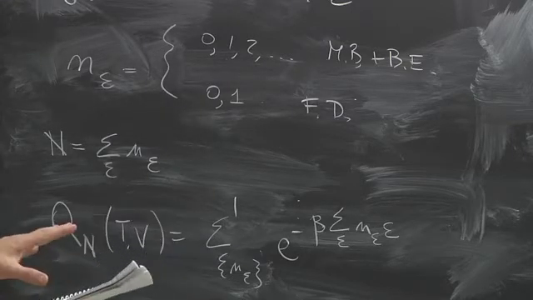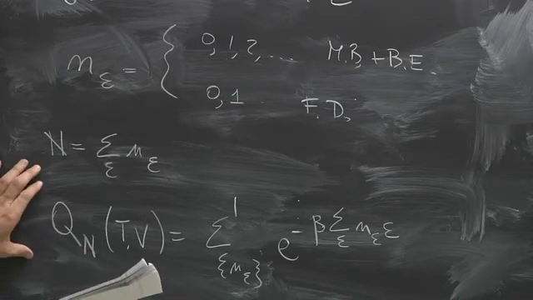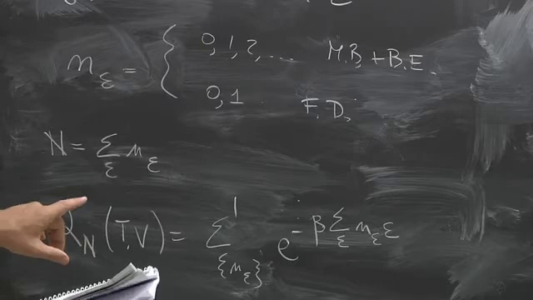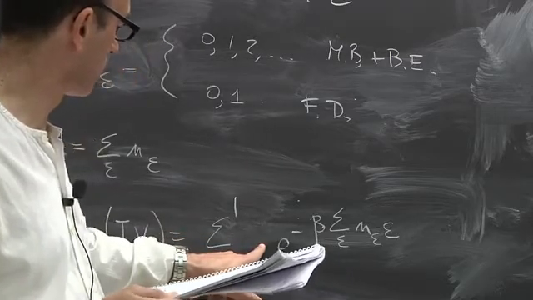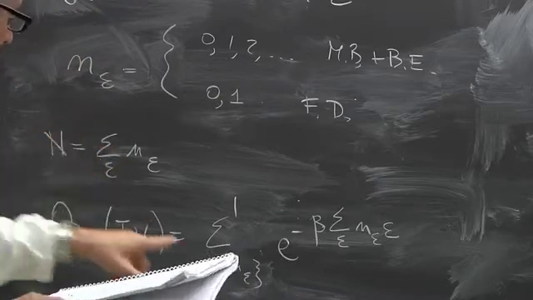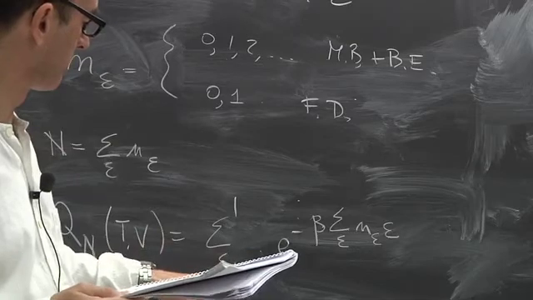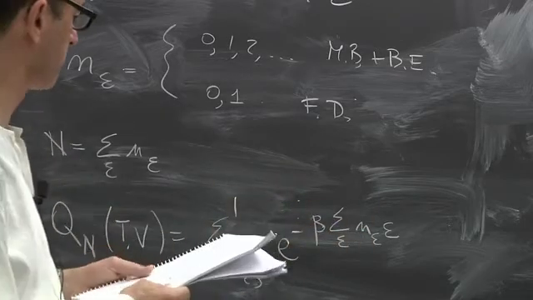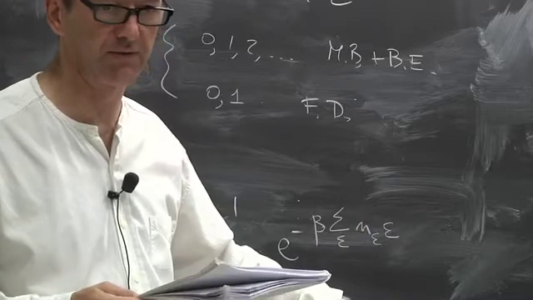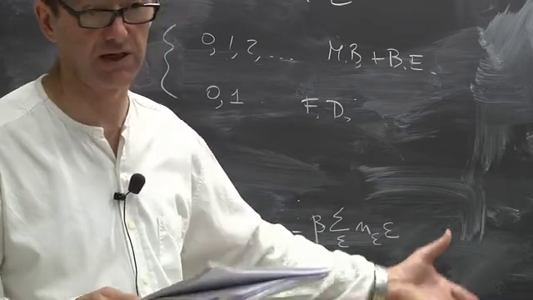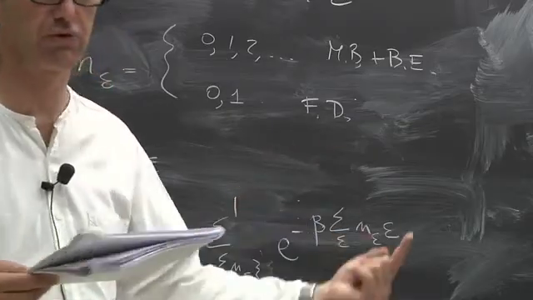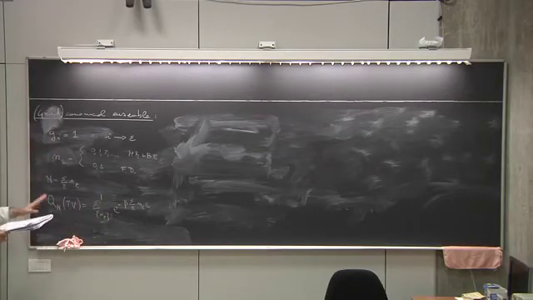If I want to compute this in the case of classical statistics, I should also remember the fact that a particular set of occupation numbers contributes, and I should put a 1 over n epsilon factorial here because of the counting, because each set of occupation numbers does not correspond to just one state in classical statistics. But let's confine our discussion to quantum statistics for the moment.